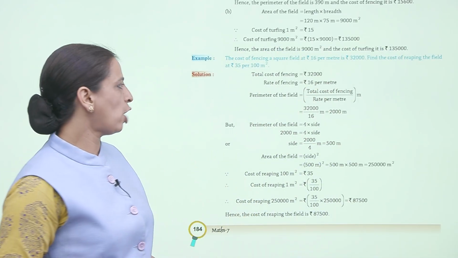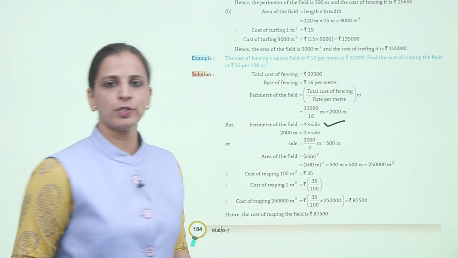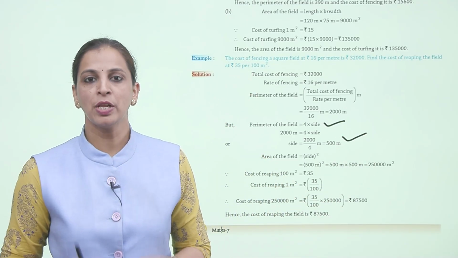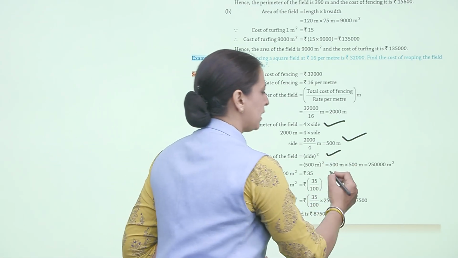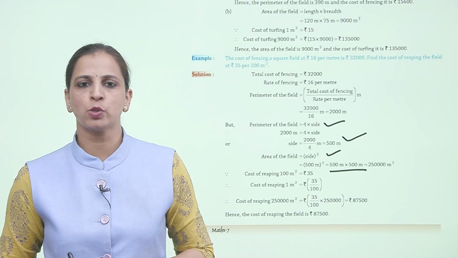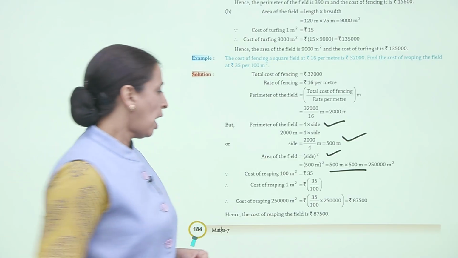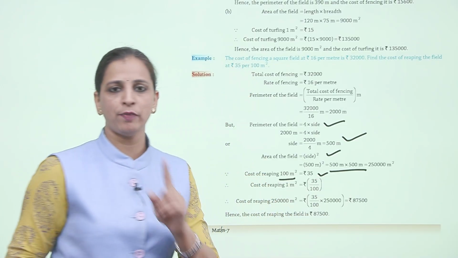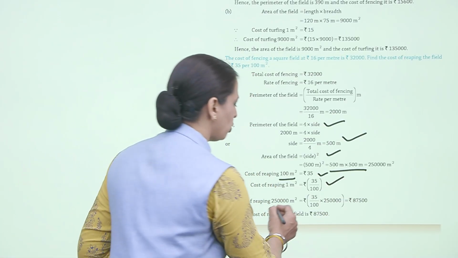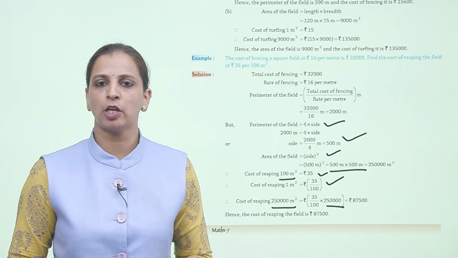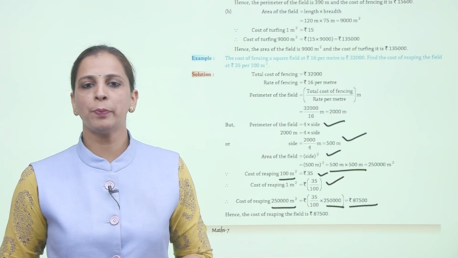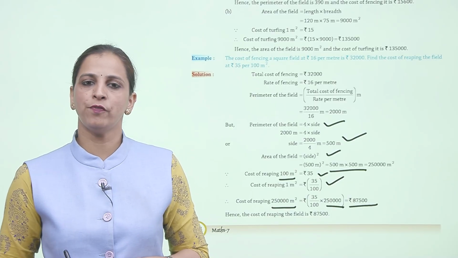But perimeter of the field क्या होता है हमारा? Square field है, 4 into side. तो side निकालेंगे तो that is 2,000 upon 4, that is equals to 500 meter. Area of the field is side into side, that is 500 meter into 500 meter, it is equals to 2,50,000 meter square. So cost of reaping 100 meter square की cost है ₹35, तो 1 meter square की कम होगी, that is 35/100, और हमें कितने की करनी है 2,50,000 meter square, multiply by 2,50,000, that is equals to rupees 87,500. Hence, the cost of reaping the field is rupees 87,500.